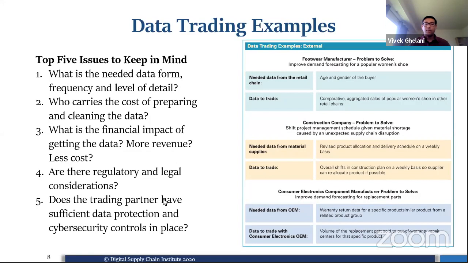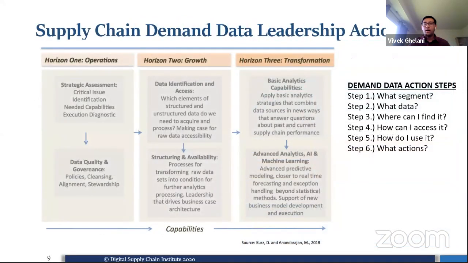And then, does the trading partner have sufficient data protection and cybersecurity controls in place? So those are the data trading concepts. And I'll finish today's session with some supply chain actions.